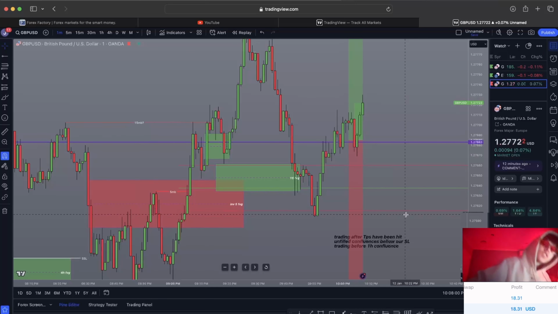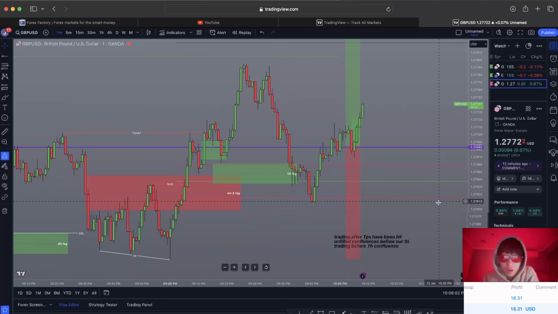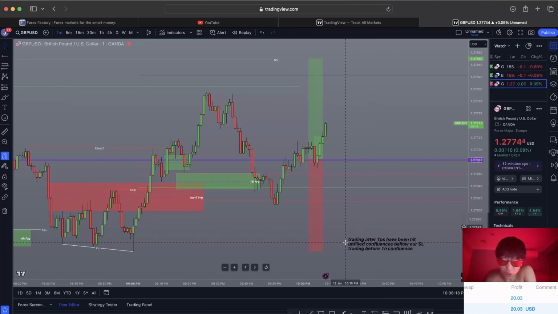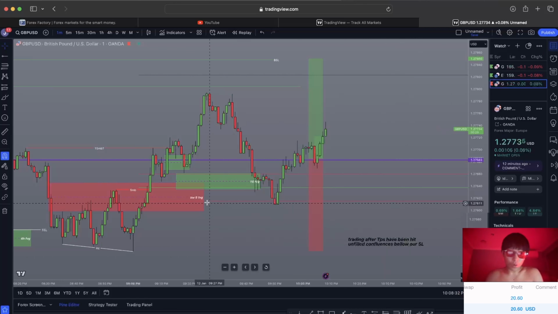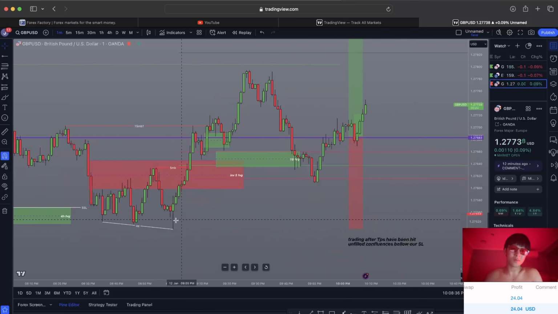Alright boys, we're currently in right now. So yeah, trading after my TPs have been hit, that's slightly against us. But the 1 hour, as you can see right here, it closed above it, so it was a 1 hour fake out, so that's been cleared off. Trading with unfilled confluences below our stop loss, not really, we filled those fair value gaps now.